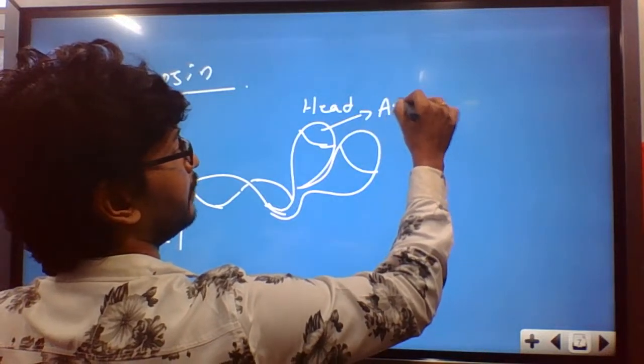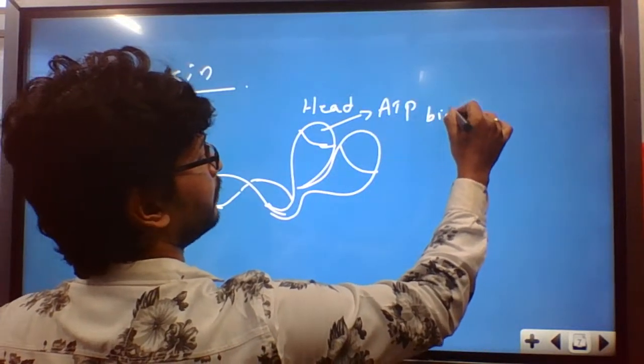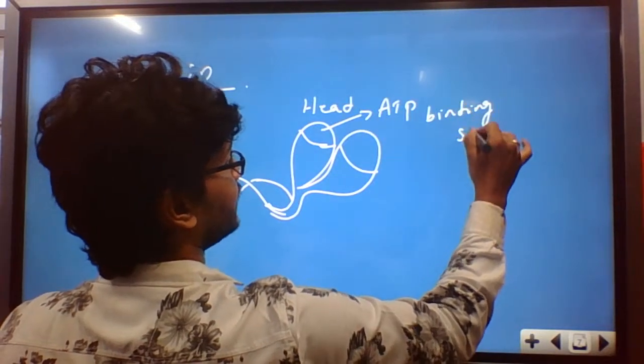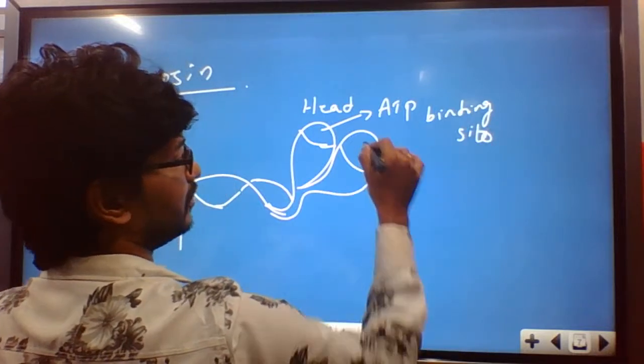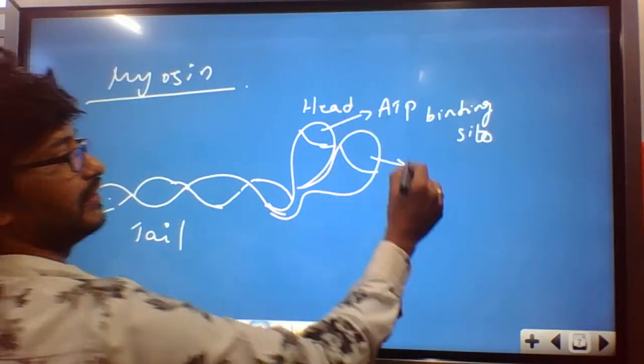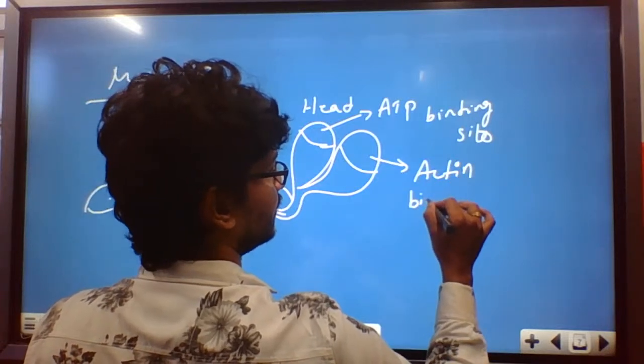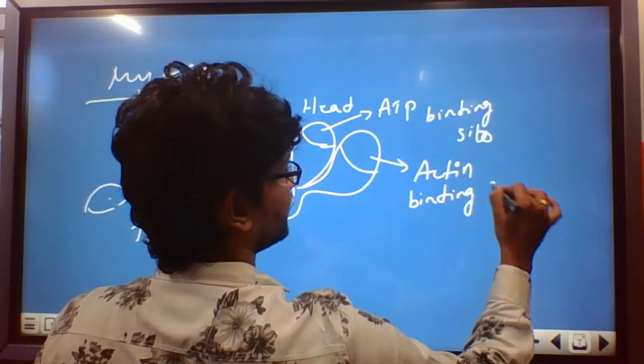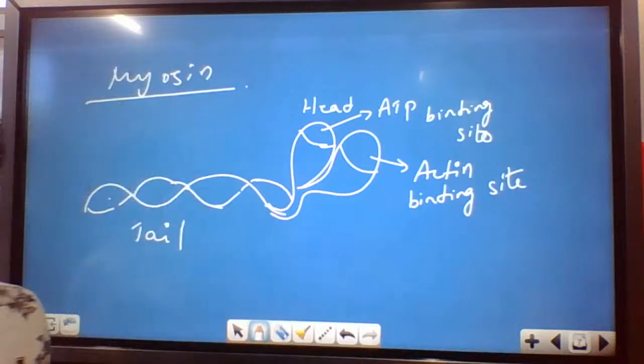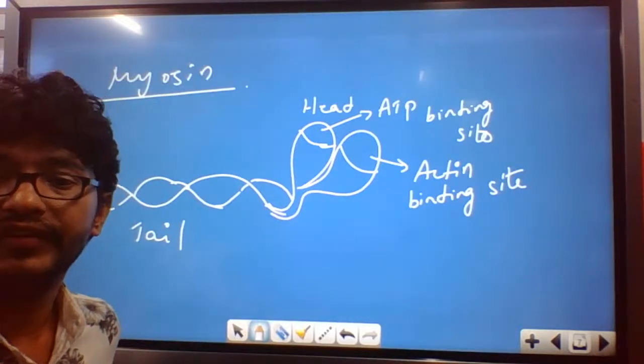One is the ATP binding site. This is the ATP binding site. The other one, this is actually the actin binding site. So one is ATP, and this is the actin binding site. Fine. So LMM, HMM: light meromyosin and heavy meromyosin.